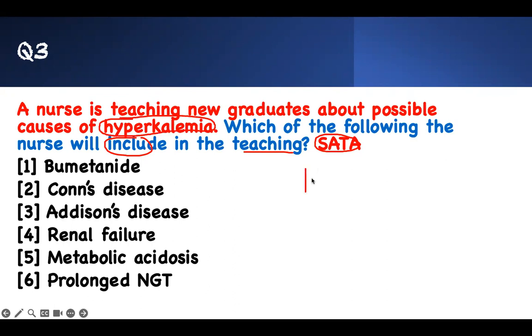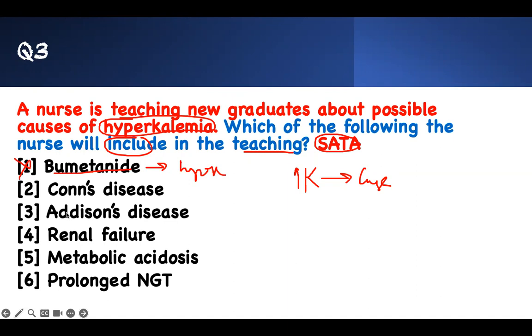Hyperkalemia. Therefore, I have an increase in potassium. Which of these is going to cause hyperkalemia? You look at it and you bring in your content. Which of these causes hyperkalemia? Bumetanide. You know that this is a form of what? Loop diuretic. What is the number one side effect? This causes hypokalemia. Test taking skills. Right away, I've taken it off.